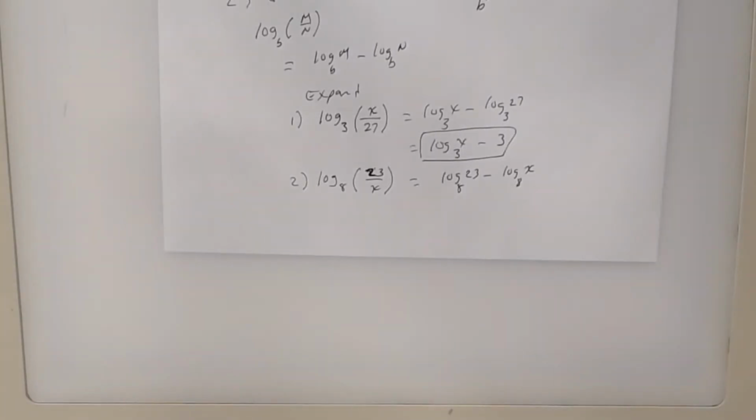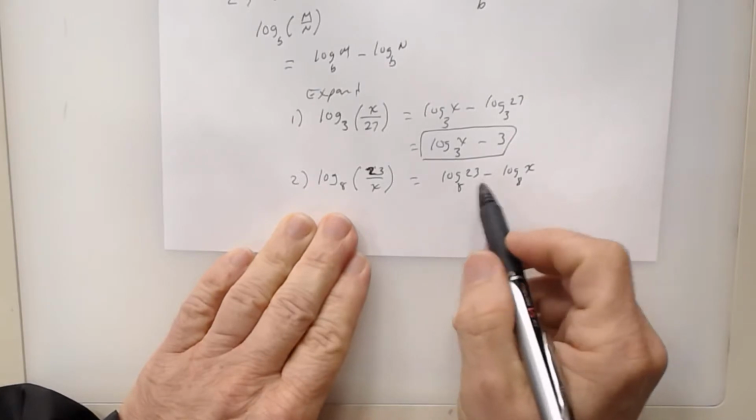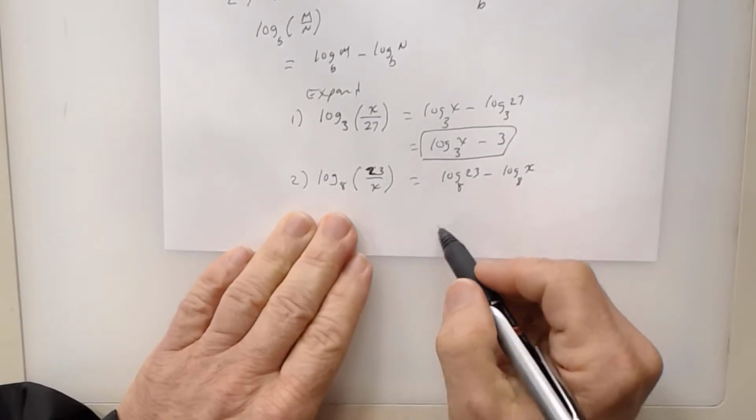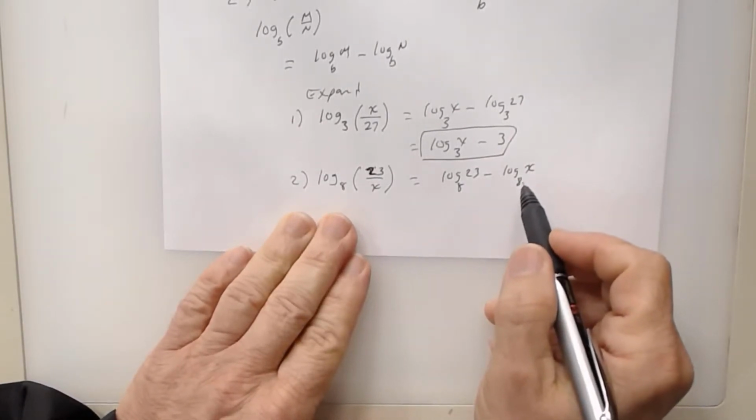Right. Can I do anything to any of those terms? No. So you're done. That's your answer. You can't say 8 to what whole number is 23. And this one right here, the argument is a variable anyway.